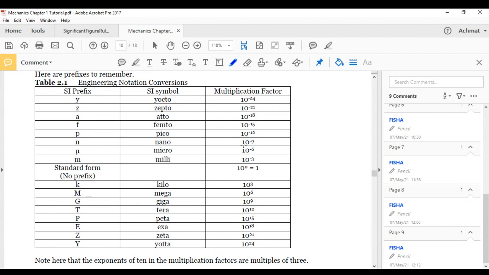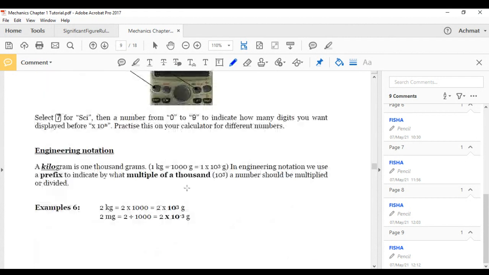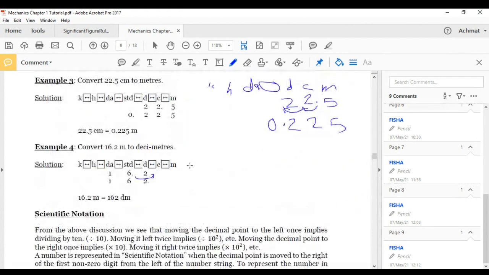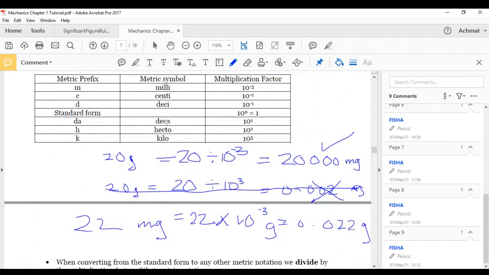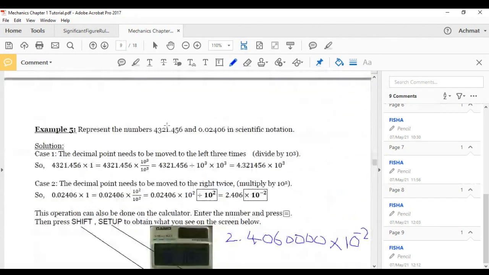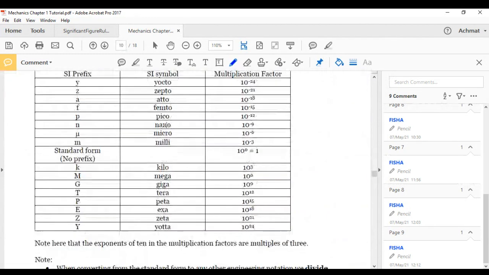If you have a nano something, it will be 10 to the minus 9 of it, and so on and so forth. Similar to what we had in the conversions table over here, we do similar conversions in engineering notation, but then you have to use these prefixes. Standard form again has nothing, right? But all the others will give you prefixes of factors of 1,000 or so.